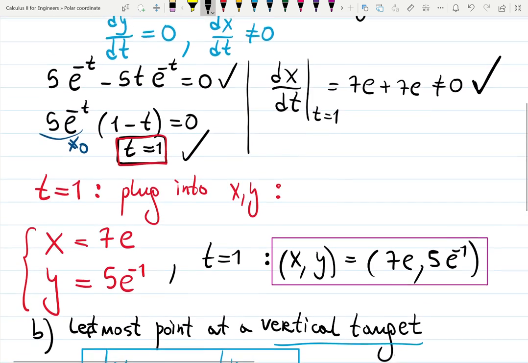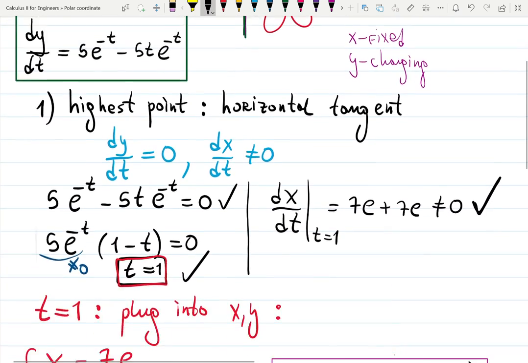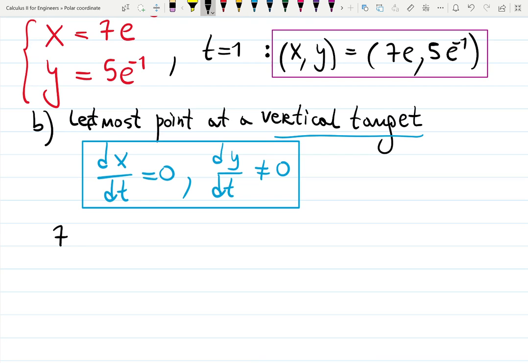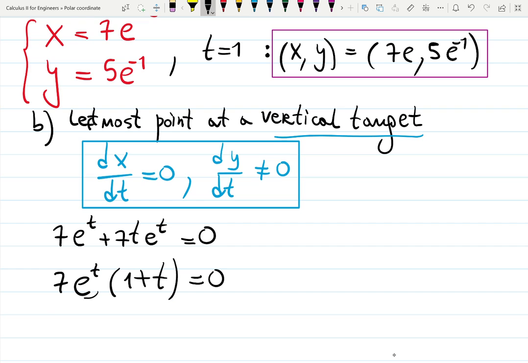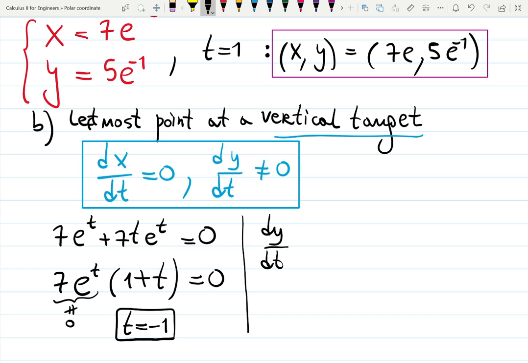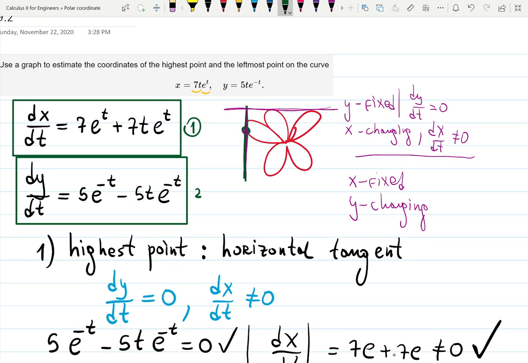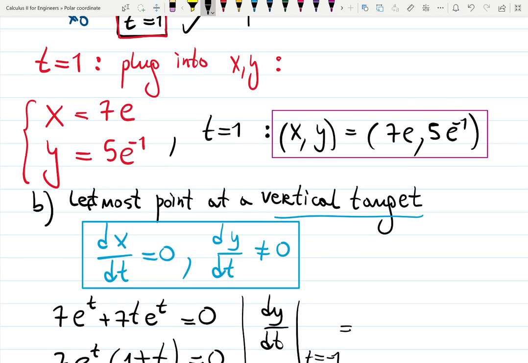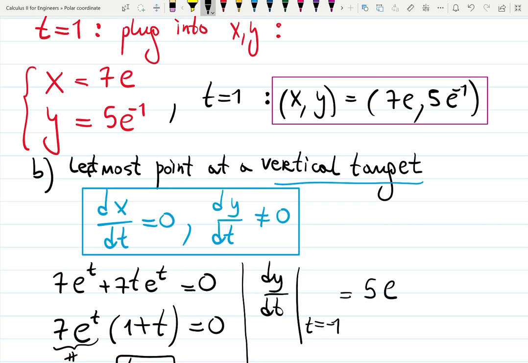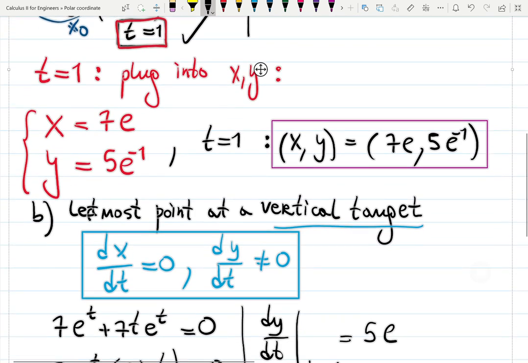Let's take the derivative of x and solve for t. The derivative of x is the first equation, 7e to the t plus 7te to the t equals 0. Factor out 7e to the t, gives me 1 plus t equals 0. Same idea, the first factor is never 0, but t equals minus 1 makes the derivative 0. And I can also check that dy over dt at t equals minus 1 should not be 0. So I'm plugging into equation number 2 to check what's going to happen. 5e to the minus t becomes 5e to the plus 1, because t is minus 1. Minus 5t becomes plus 5.